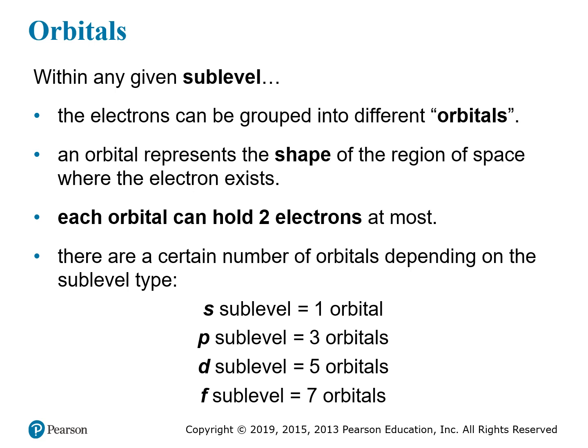There are a certain number of orbitals depending on the sublevel type. So just like each energy level has a certain number of sublevels, each sublevel has a certain number of orbitals, and it's based on what type it is. You have the S sublevel, which is 1 orbital. The P sublevel is always 3 identical orbitals. The D sublevel is 5 identical orbitals, and the F sublevel is 7 identical orbitals.